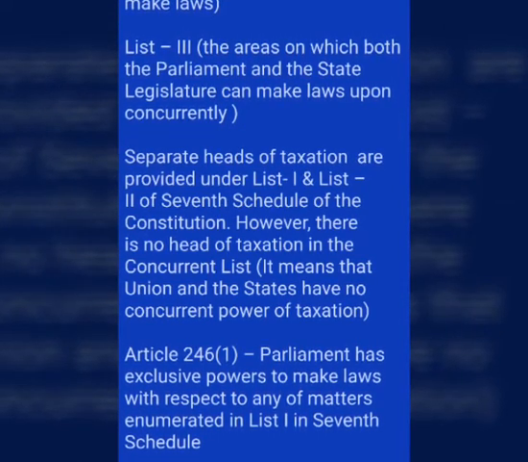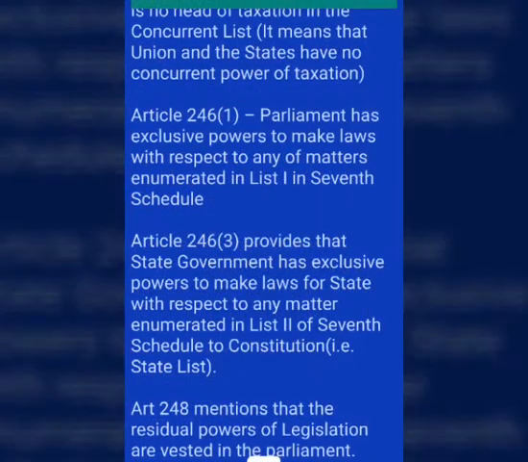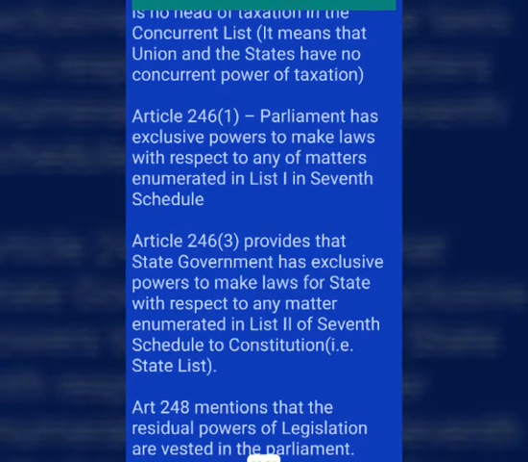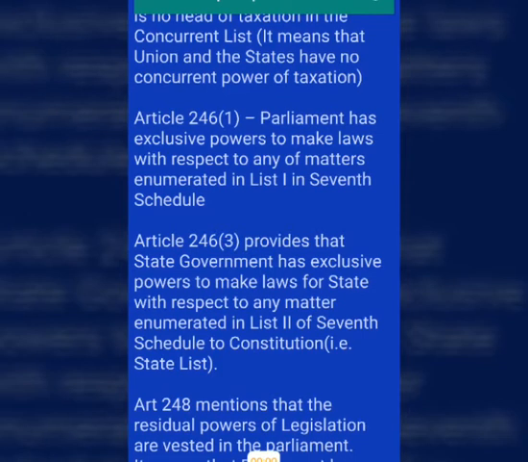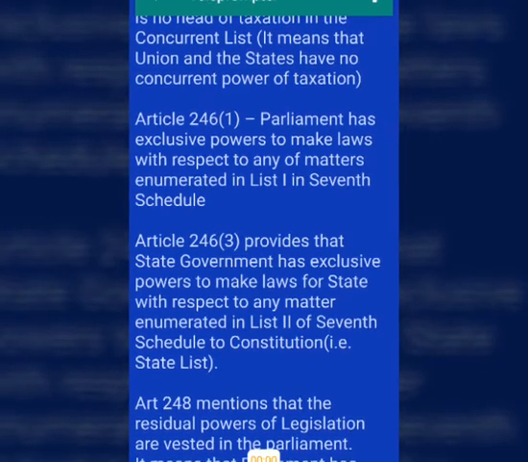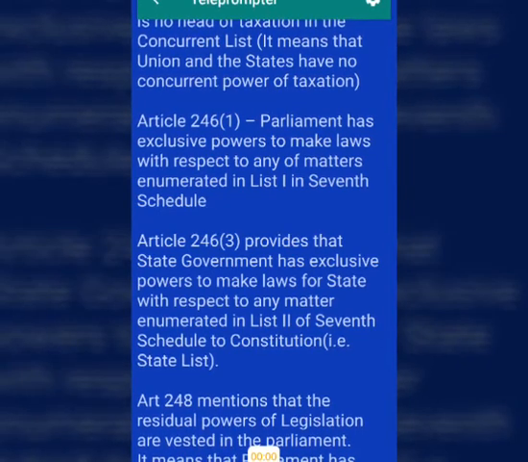State List. Article 248 mentions that the residual powers of legislation are vested in the Parliament. It means that Parliament has exclusive power to make any law with respect to any matter not enumerated in List 2 and 3. Such power shall include the power of making any law imposing a tax not mentioned in either of those lists.